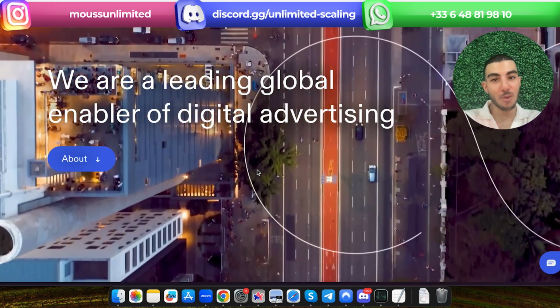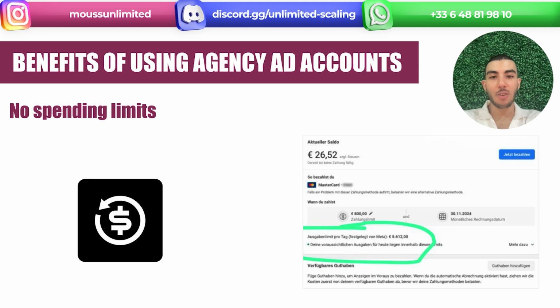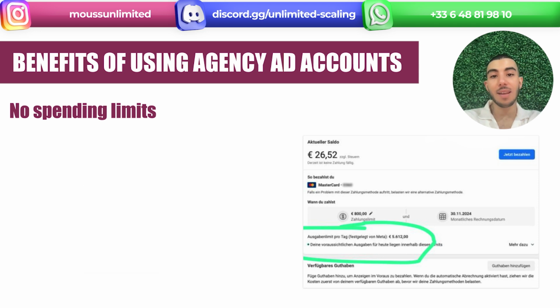And yeah, let me share the perks about those accounts. So basically, no spending limits at all. From day one, you can spend as much money as you want. So that's super powerful, especially if you want to run some kind of campaigns or promotions. You have some big product launch to push out there, and you want to get as much value as possible.